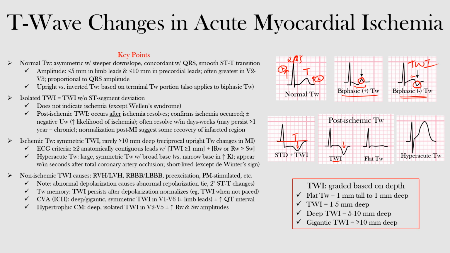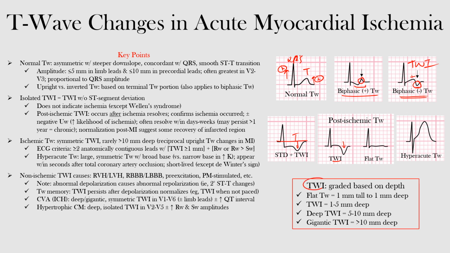Now T-wave inversion is graded according to its amplitude or depth. In strict terms, T-wave inversion refers to T-waves that are 1 to 5 millimeters deep. Deep T-wave inversion refers to T-waves that are 5 to 10 millimeters deep, and gigantic T-wave inversion refers to T-waves that are greater than 10 millimeters deep. Now it's important to be aware that myocardial ischemia may present regardless of this T-wave depth. In fact, myocardial ischemia may be present with flat T-waves, which are defined as T-waves with an amplitude between +1 and -1 millimeter. So 1 millimeter above baseline and 1 below.